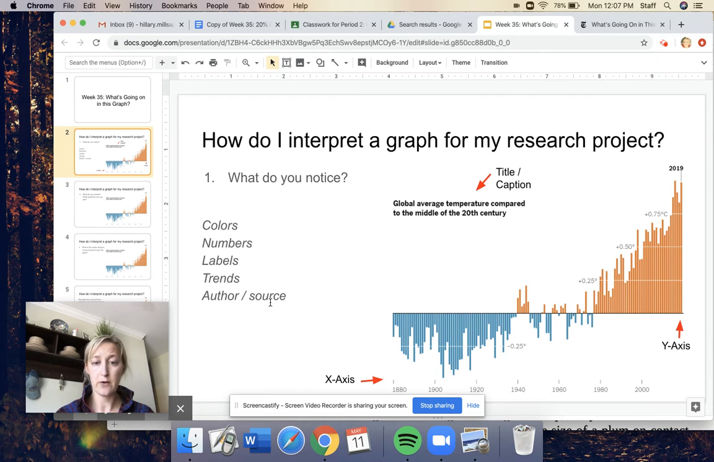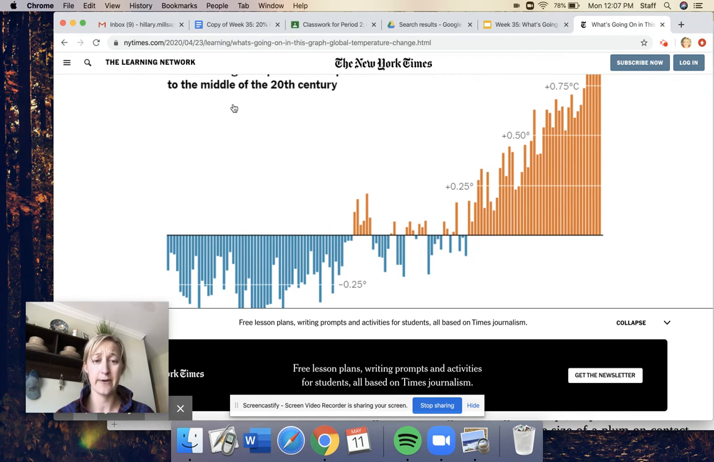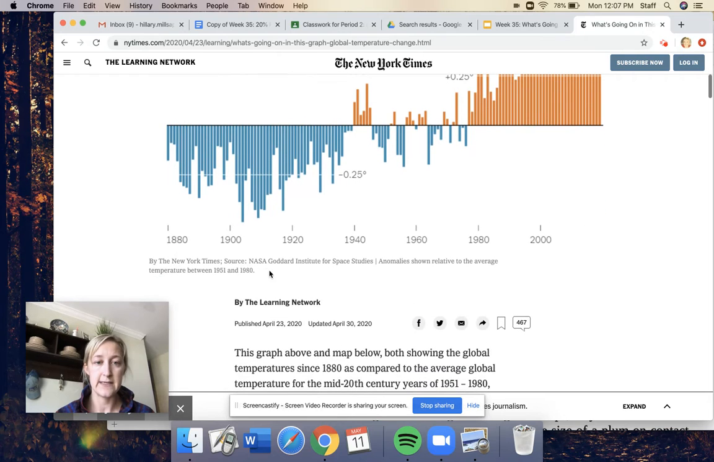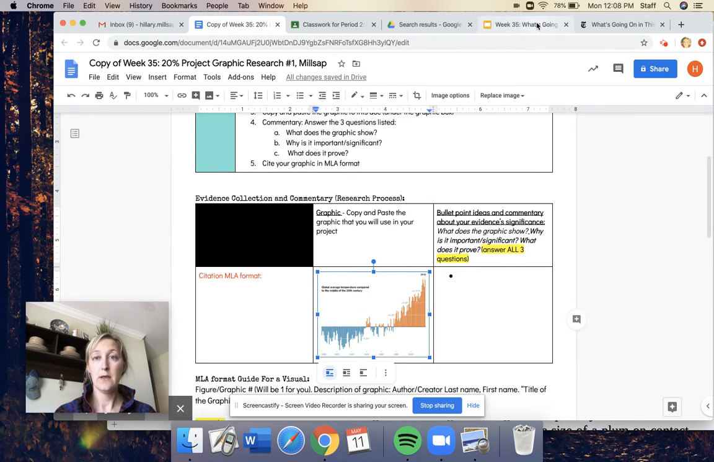And the author or source, you can't see it copied here, but I got it from the New York Times, and therefore I feel like it's pretty reliable. If I look down here, I can see the sources. The New York Times got it from NASA, and the anomalies are shown relative to the average temperature between 1951 and 1980. So that is the caption of my graph, and those are really important for you to look at.